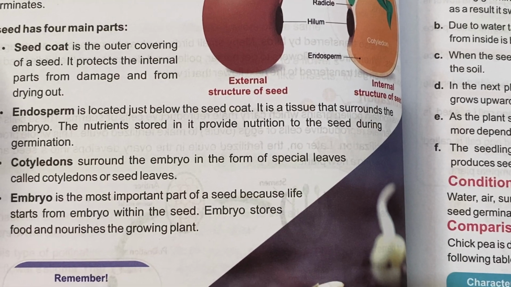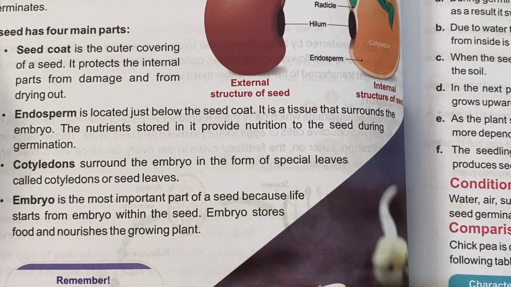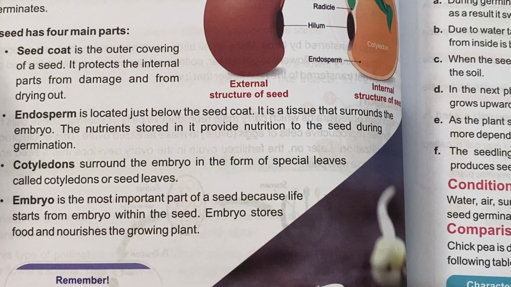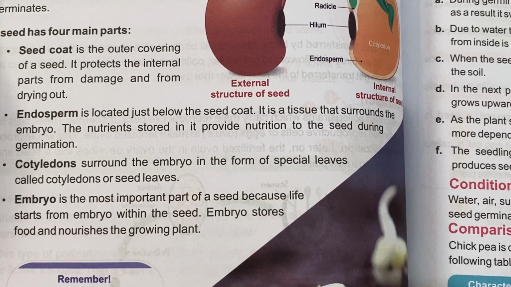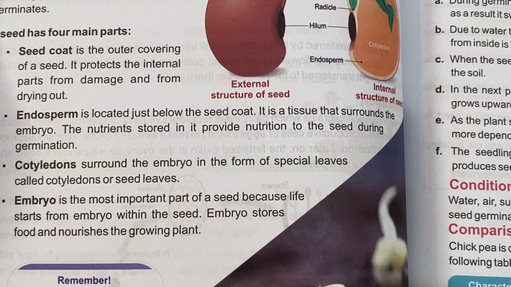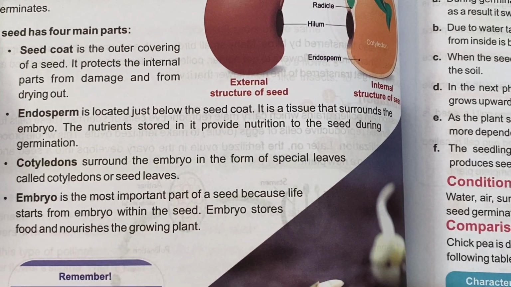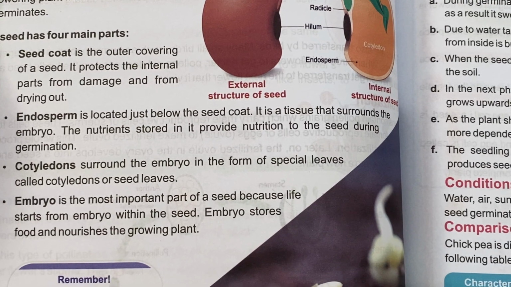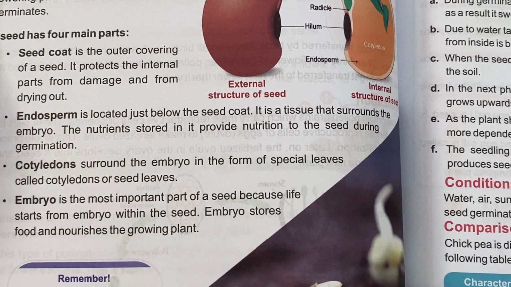Cotyledon surrounds the embryo in the form of special leaves called cotyledons or seed leaves. Embryo is the most important part of a seed because life starts from the embryo within a seed. Embryo stores food and nourishes the growing plant.